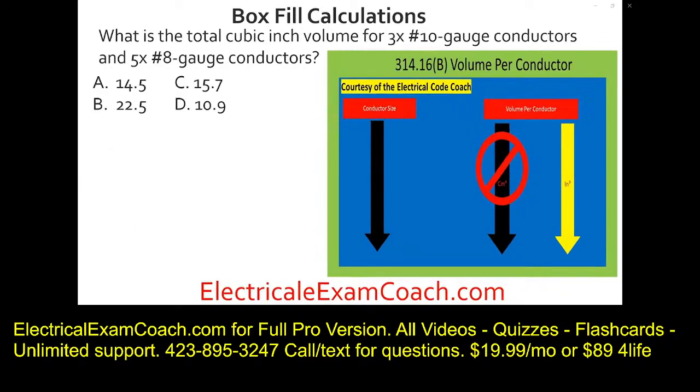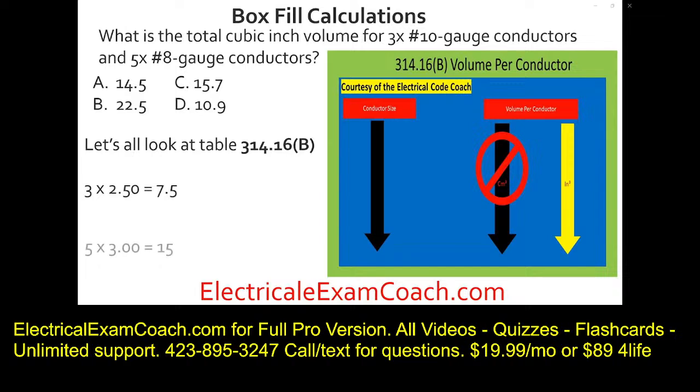What is the total cubic inch volume for 3 10-gauge conductors and 5 8-gauge conductors? We head straight to our table. We do some math here. We bear out the 10-gauge conductors. Then we bear out the 8-gauge conductors. We total those two back together, and we find that it's taking up 22.5 cubic inches, and we select B.